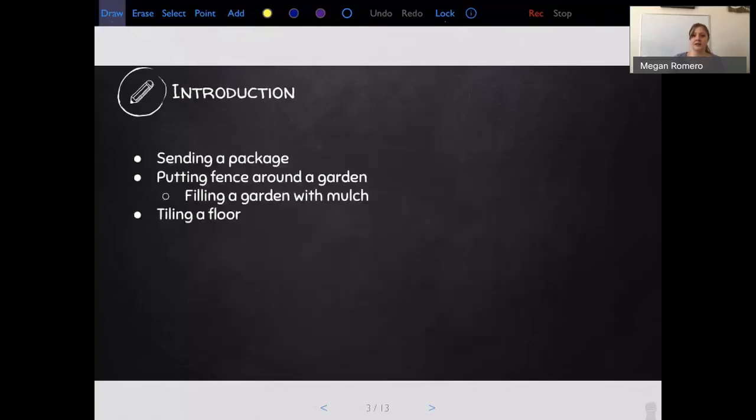Some practical ways that it could apply: if you're sending a package, the cost is usually dependent on the dimensions, so how long, wide, and tall it is, and the weight, which are units of measurement. If you're going to put a fence around a garden or a yard, you'll need to know how much material you need. Same thing if you decide to fill that garden with mulch, that's a unit of volume, or tiling a floor. So understanding measurement in the project at hand could help you save time and money or even price compare.